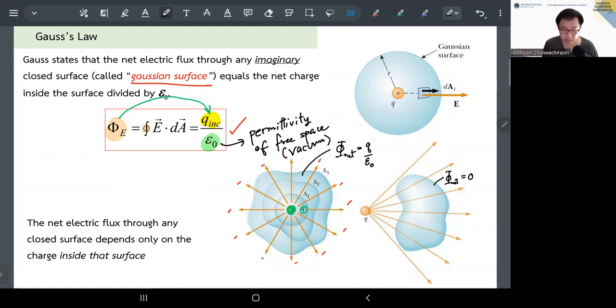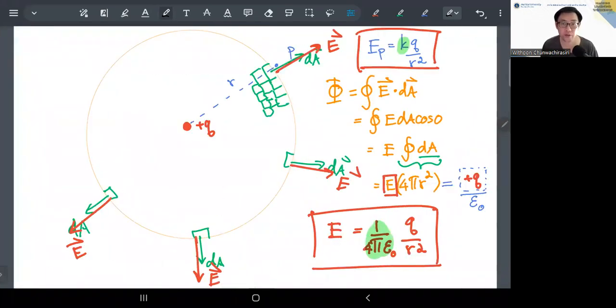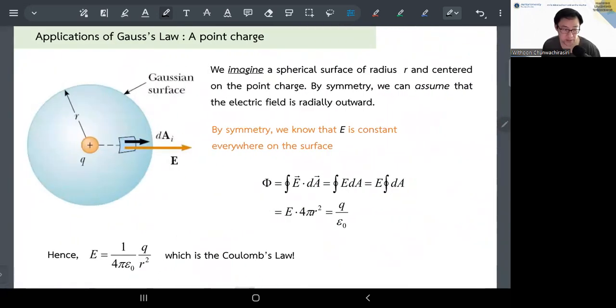Okay, so this is it. Gauss's law eventually leads you to the same result as Coulomb's law. So actually these two laws are equivalent. They're saying about the same thing, about the relationship between the charge that is generating the field. And that concludes this slide right here, guys.